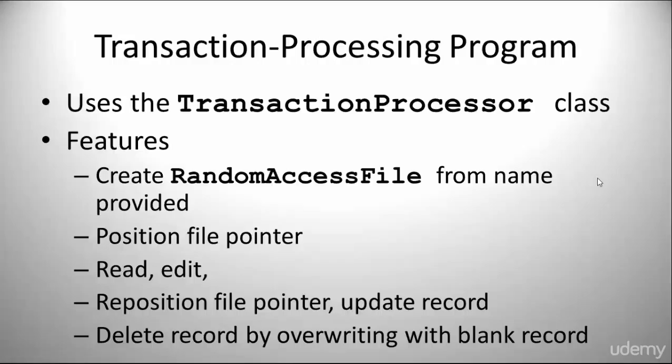There is the use of the transaction processor class, and when it comes to features of a transaction processing program, it creates the random access file from the name provided, positions the file pointer, reads and edits, repositions the file pointer, updates the record, and deletes the record by overwriting it with a blank record.